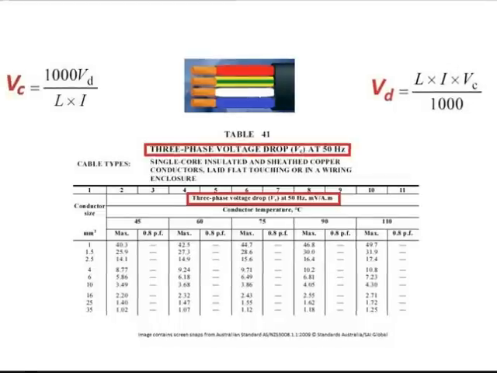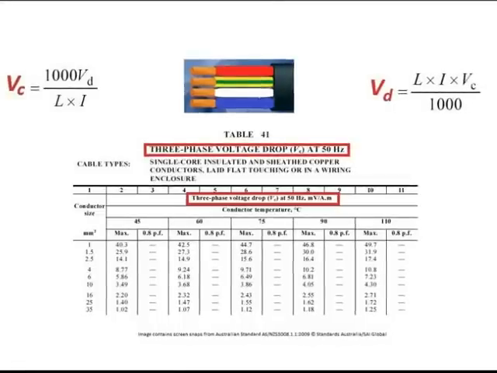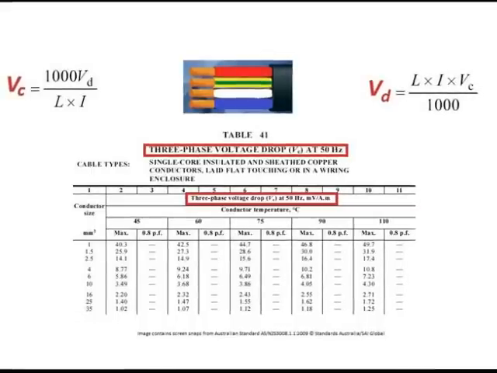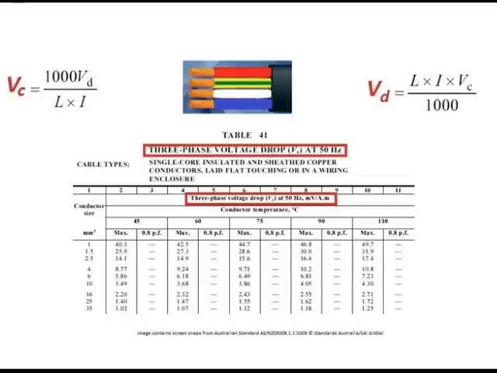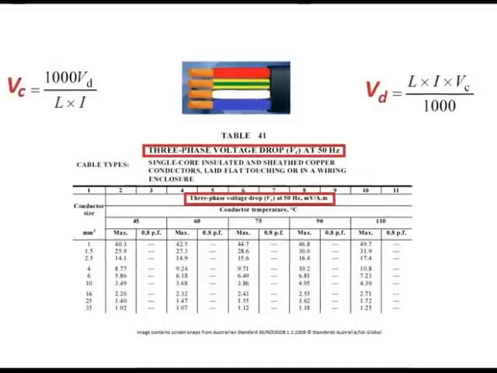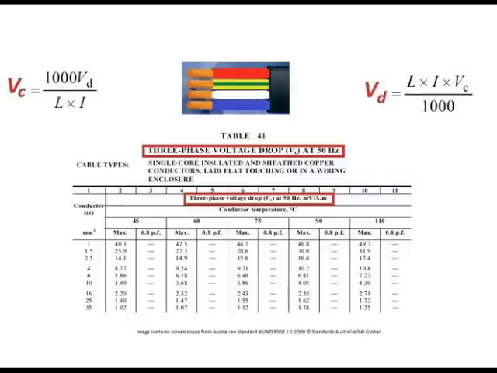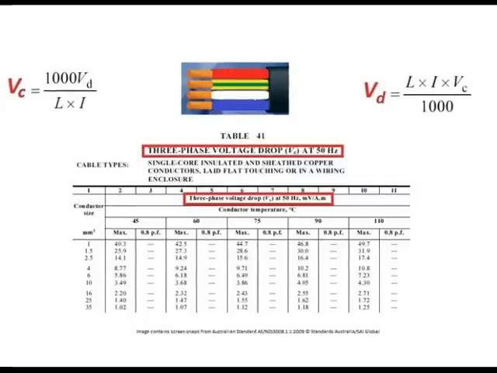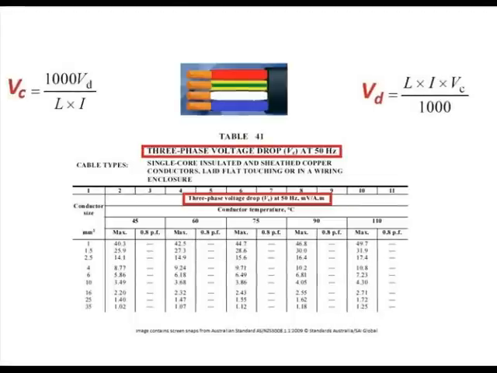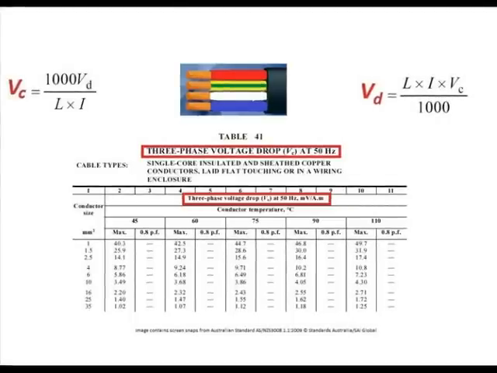Now let's have a look at using the actual three-phase volt drop tables and the application of using the VC formula. So you can look, these tables are three-phase volt drop tables. So we have to do a conversion if we're going to apply it to a single-phase circuit.